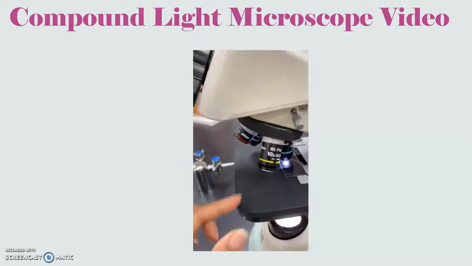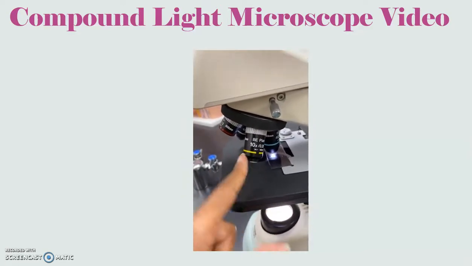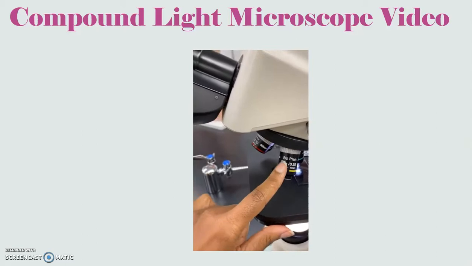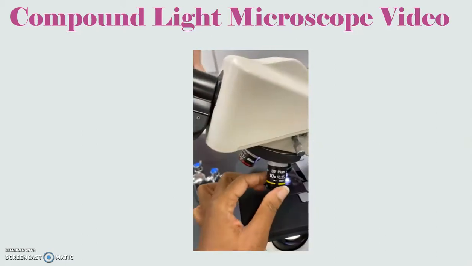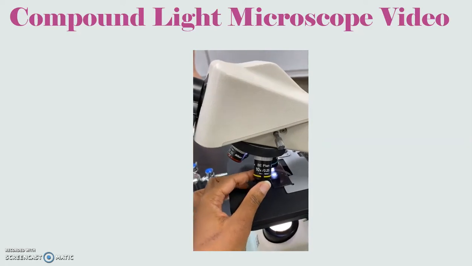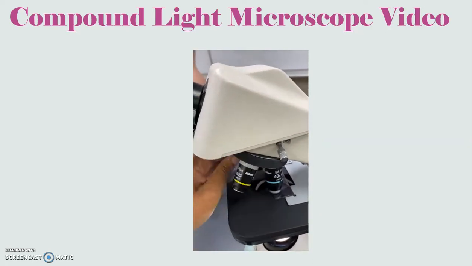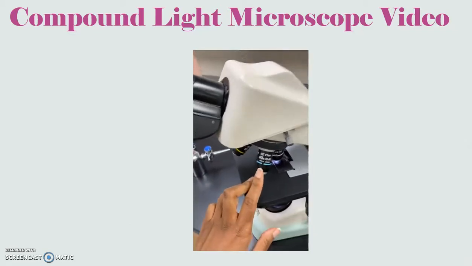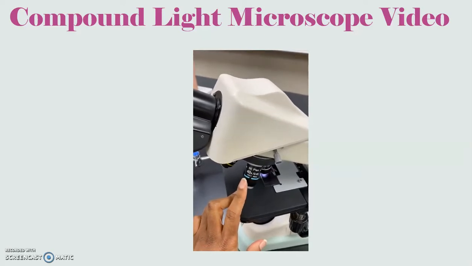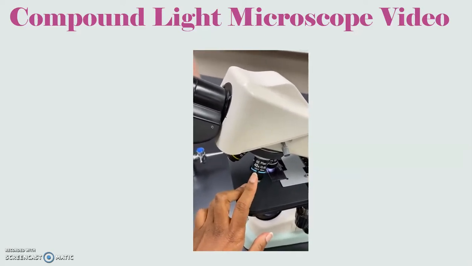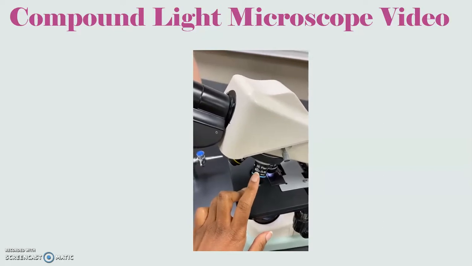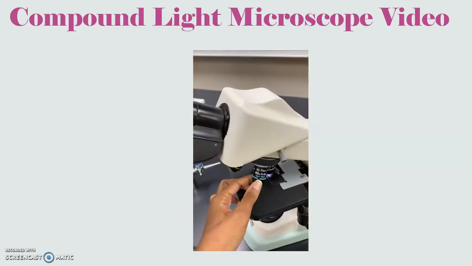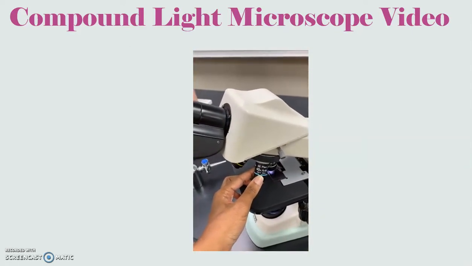The second objective lens that you will use is the yellow one. This is the low power objective lens, and you can see that it has a magnification of 10x. So 10x times our ocular 10x is going to give us a total magnification to view our specimen of 100x. Then we'll rotate to our next objective lens, which is the blue one. The blue one is going to be our high power objective lens, and it has a magnification of 40x. So 40x times the 10x on our oculars will give us a total magnification to view our specimen of 400x.